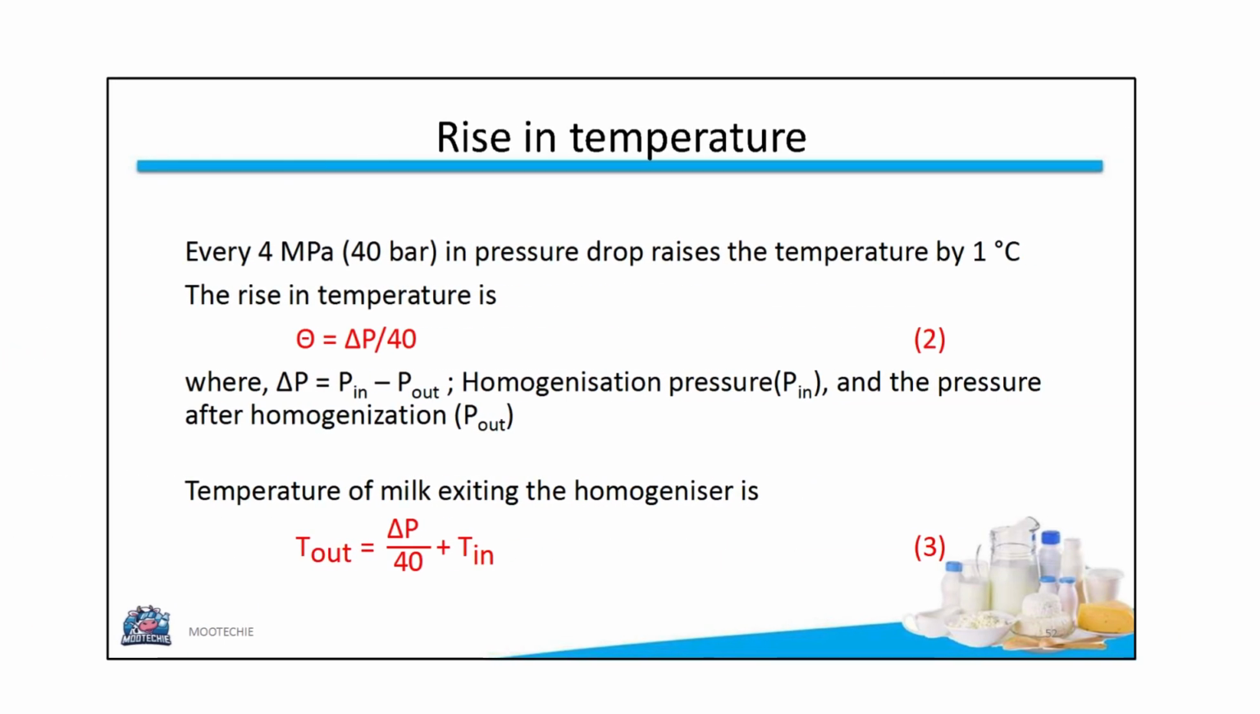The homogenization process also causes a rise in temperature. Every 4 megapascals, or 40 bars of pressure drop, raises the temperature by 1 degree Celsius. The temperature rise is calculated as theta equals delta P divided by 40, where delta P is the pressure drop. Therefore, the outlet temperature equals the inlet temperature plus delta P divided by 40.